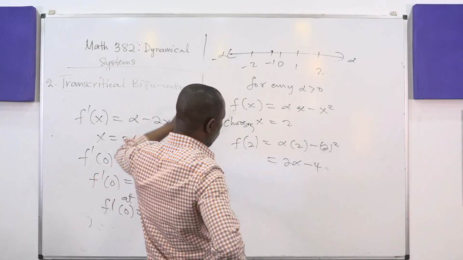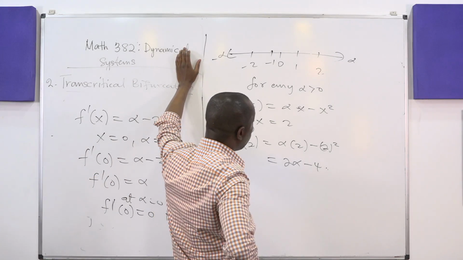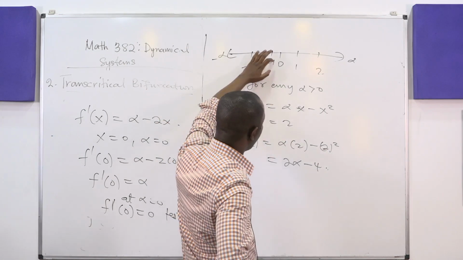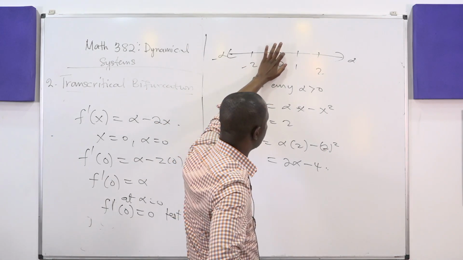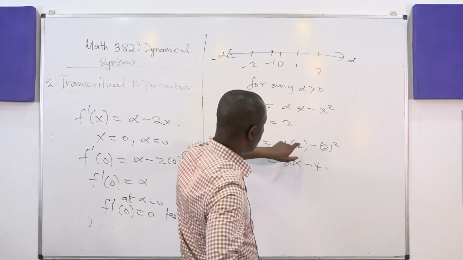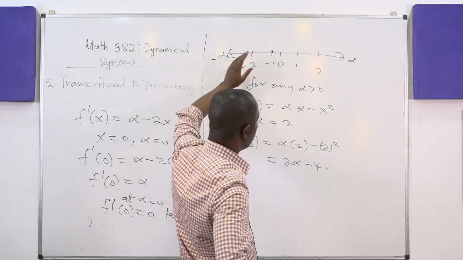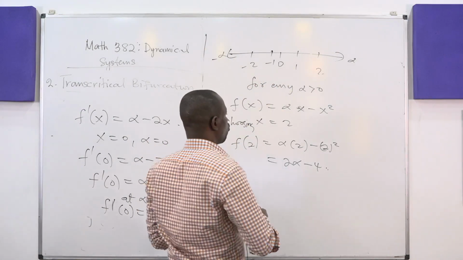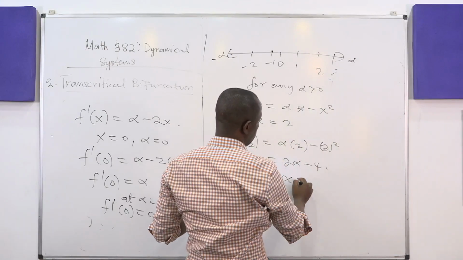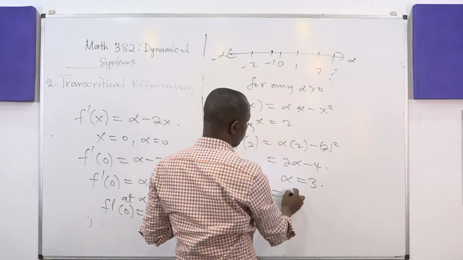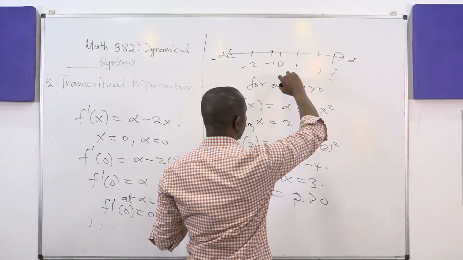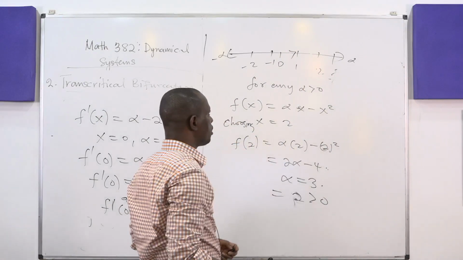Or we could have chosen a minimum number. If I pick a number very close, like 0.1 or 1, this is going to be alpha minus 1. So when I pick a number like 3, alpha to be 3, you realize that this is going to give us 2. So it is increasing on this side. So it's like this, increasing.